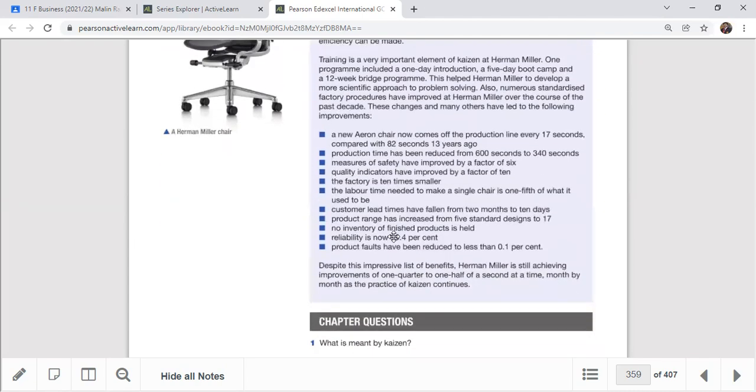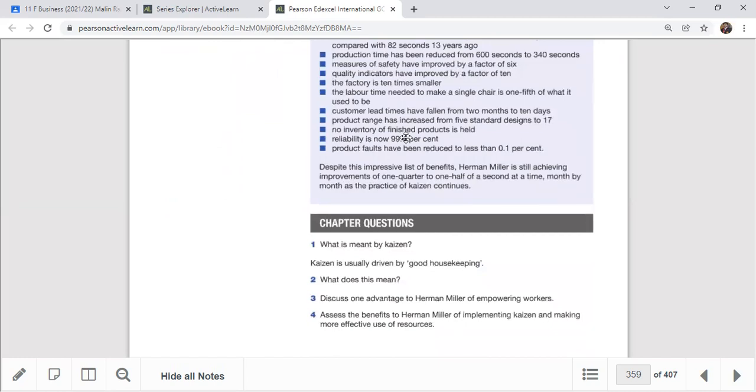So mainly they're asking 4 questions here. What is meant by Kaizen? It's continuous improvement, a simple definition, right? And second question, Kaizen is usually driven by good housekeeping. What does this mean? So that is, you have to talk about the 5S principle here. We talk about good housekeeping and discuss one advantage to Herman Miller of empowering workers.